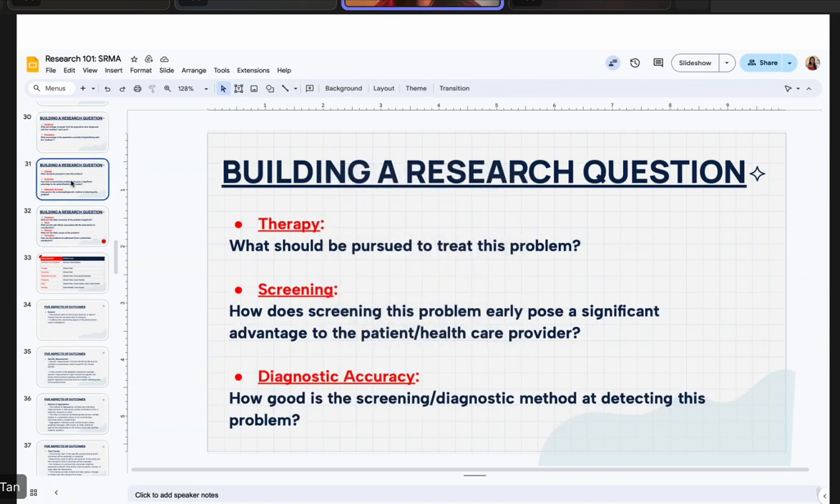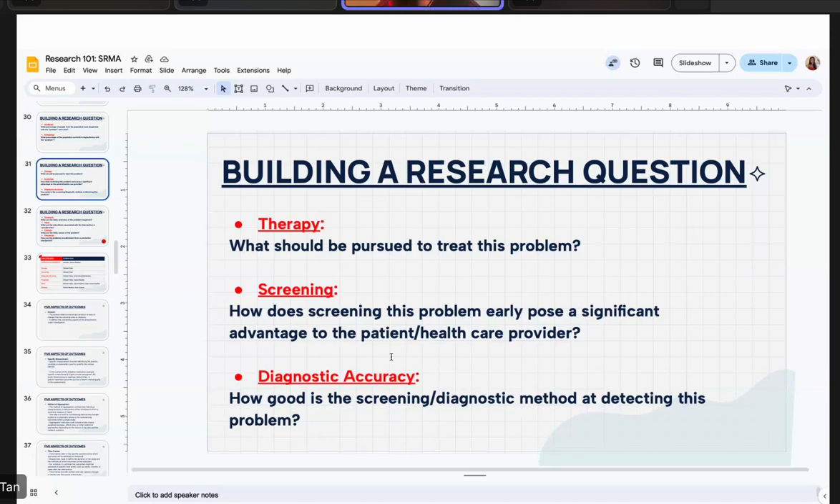Okay, and then you have your therapy. So what should be pursued to treat this problem? So this is kind of the intervention part. You have your screening. So how does screening this problem early pose a significant advantage to the patient or healthcare provider? This is not a research question that you can explore.